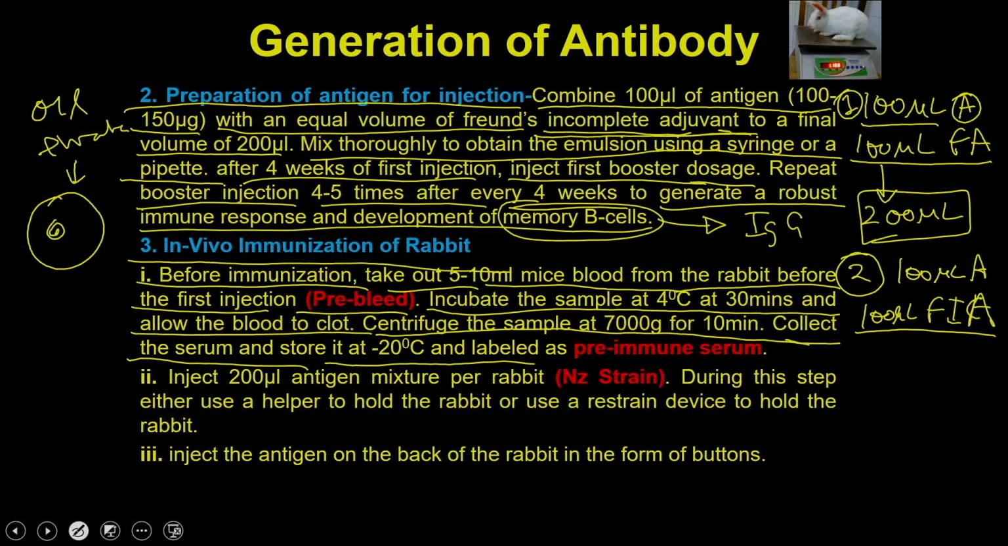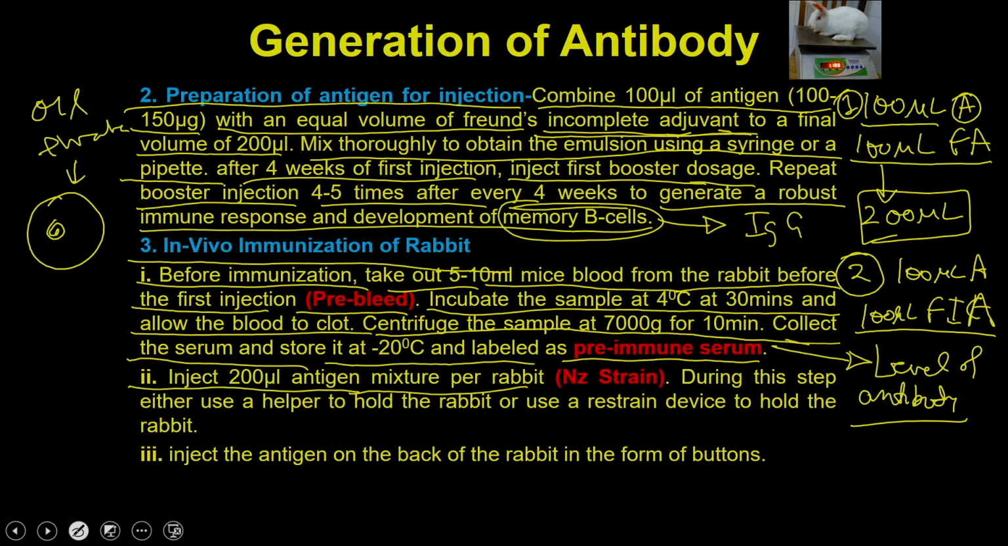The serum that you collect before immunization is called the pre-immune serum. The pre-immune serum is going to tell you the level of antibodies which are already present in the rabbit before the immunization, which means the antibodies present in the rabbit against other antigens, not the antigen of your interest.